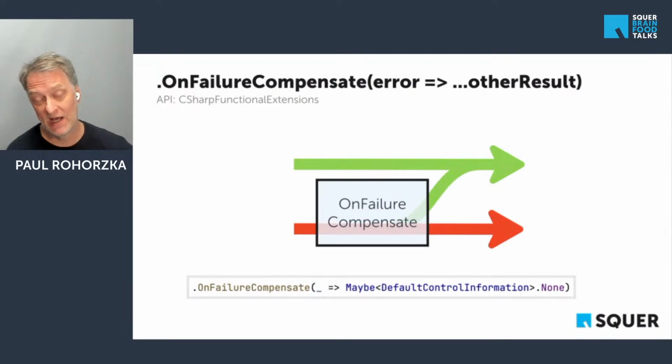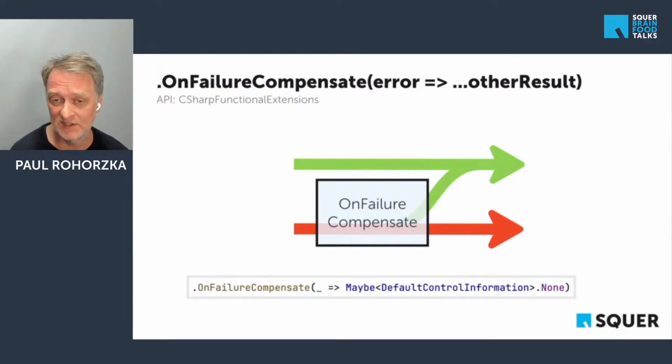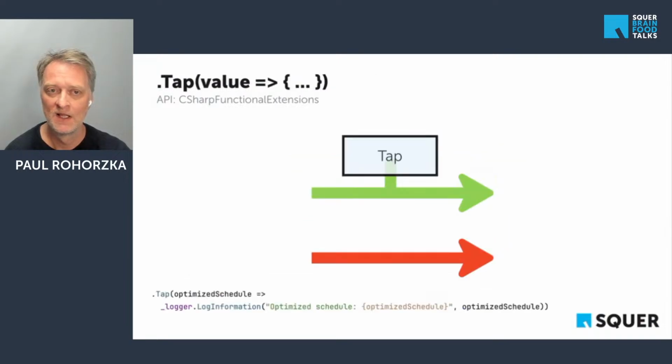Okay. If we are already on the failure track and we somehow know how to deal with this and we can do something about it to get back on the success track, then we can use on failure compensate. That can be handy if you have kind of a fallback in case of failure. You want to return something else. An example here would be to return maybe none if we had some kind of error.